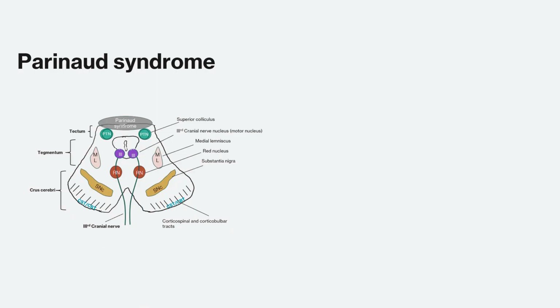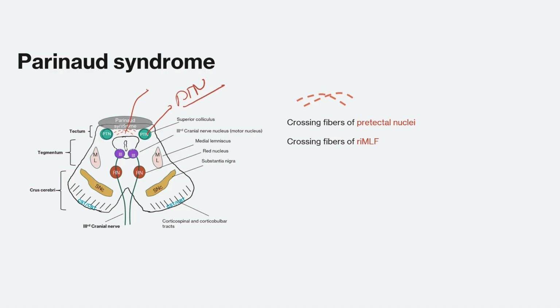Parinaud syndrome occurs when there is compression of the midbrain from behind. There is a tumor like pinealoma that is compressing the midbrain from behind. So it is basically compressing the structures that are present at the posterior side. One would be the pretectal nucleus, and the other is the fibers that are crossing in the midline. So what fibers are crossing in the midline?